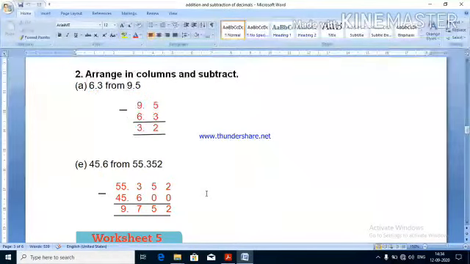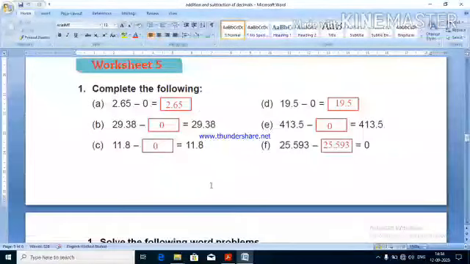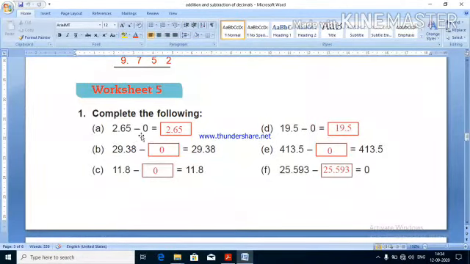Now in the similar way, worksheet 5, we have to complete the fill in the blanks. 2.65 minus 0: when we subtract 0 it gives the number itself. So 2.65 minus 0 is equal to 2.65. Similarly 19.5 minus 0 is equal to 19.5. 29.38 minus 0 is equal to 29.38. Like this we have to fill the blanks. And in F, the number minus the same number gives you result 0.